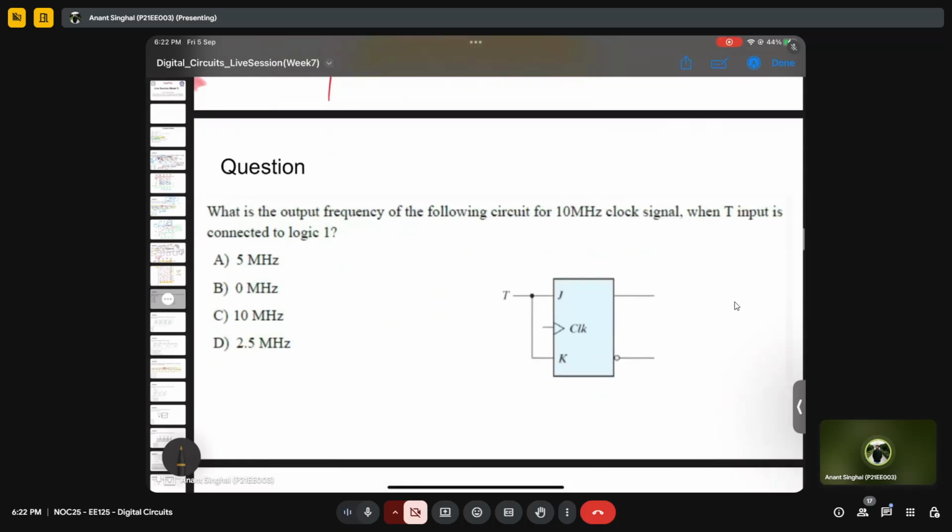It says, what is the output frequency of the following circuit if this clock frequency is there, when the T input logic is connected to 1. So we have a T flip flop and we need to find the frequency of the output of this circuit. You can give it a go and let me know what your answer is.